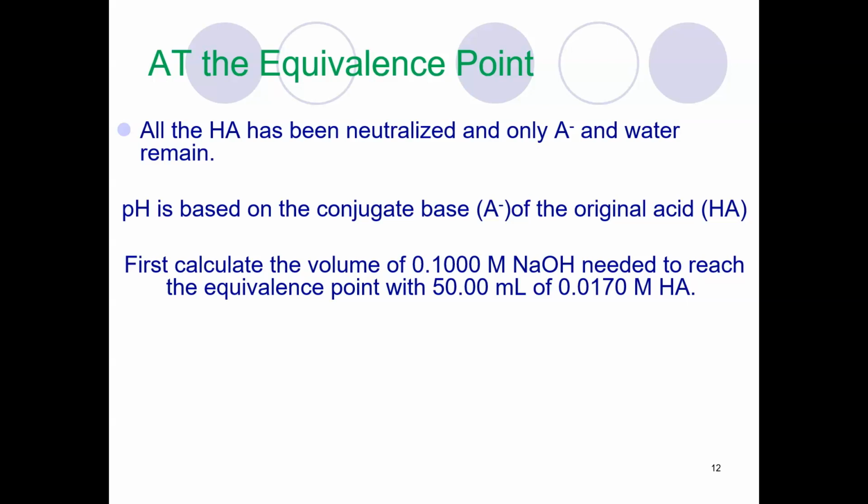Okay, so the question: calculate the volume of a 0.1000 molarity NaOH needed to reach the equivalence point with 50 milliliters of 0.0170 molarity HA. So again, something we should always do is figure out what we have. That's a strong base, and this is a weak acid, okay? So those are important things. The other important thing about this question is it specifically mentions the equivalence point. We're at the equivalence point.